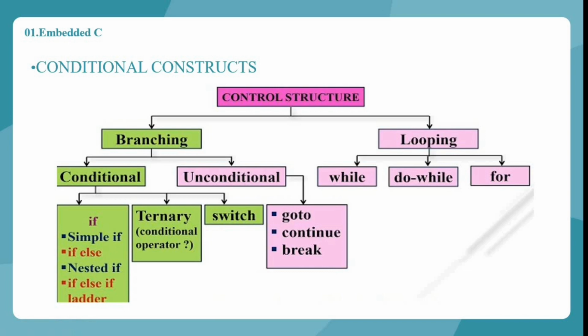Unconditional statements are also known as jumping statements: goto, continue, break. Looping statements. The looping statements are used for repeated execution of particular statements until the condition becomes false. Those are while, do while, and for. While is known as an entry controlled loop, and do while is known as an exit controlled loop.